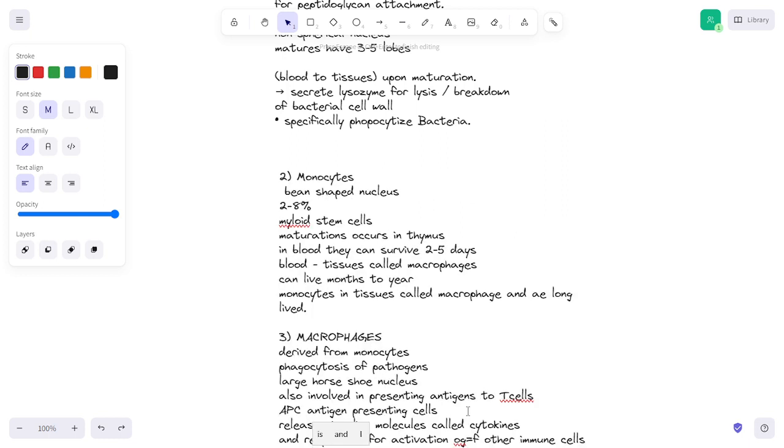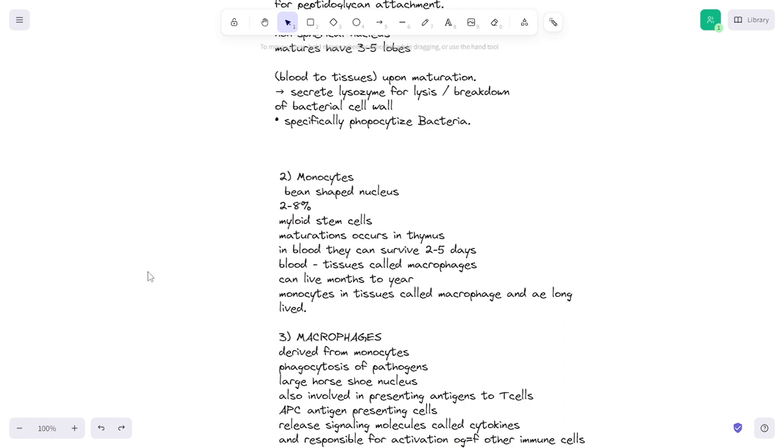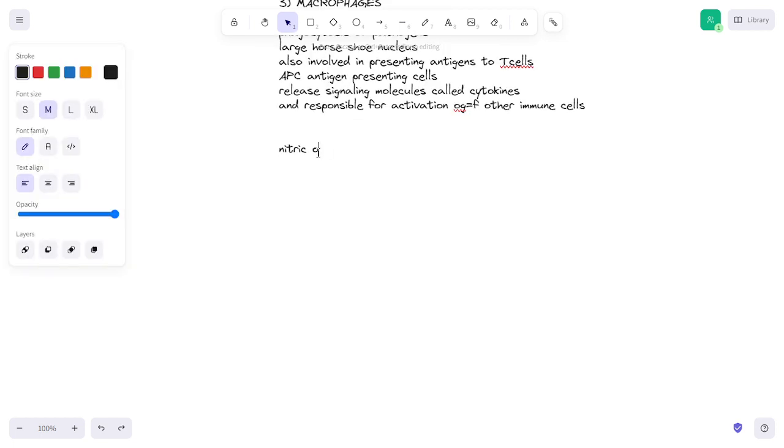Macrophages also secrete an enzyme called nitric oxide, which is used to kill pathogens.